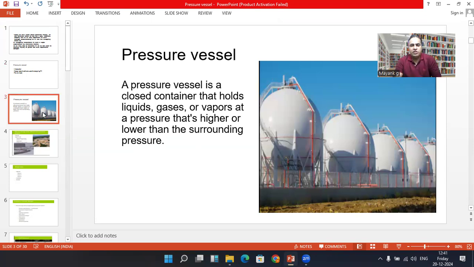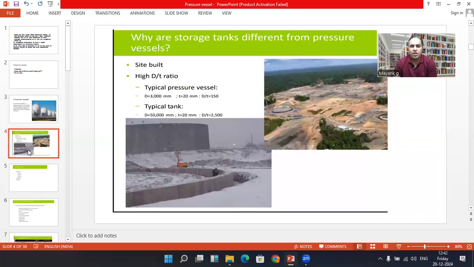The pressure vessel is a closed container that holds liquids, gases or vapors at a pressure which is higher than the surrounding pressure, which is the atmospheric pressure. As you can see in this photograph, this is a picture of a pressure vessel which is storing a gas. All the pressures of the fluids, gases or vapors are above the atmospheric pressure.